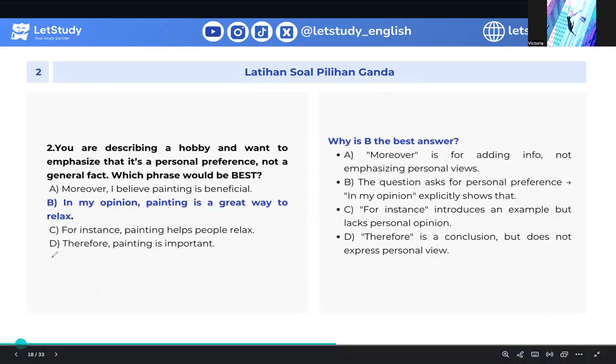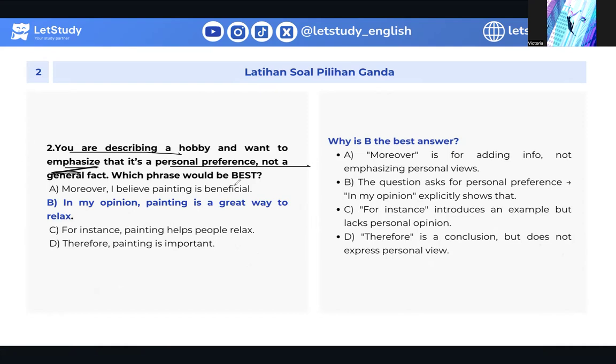Oke, jadi sekarang untuk nomor 2. You are describing a hobby and want to emphasize that it's a personal preference. Okay, jadi moreover, again, it's used to add information. In my opinion, is used to emphasize atau, to show personal preference atau opini sendiri. Jadi, B itu benar. C itu, for instance, contoh. Therefore, itu konklusi. Jadi, B itu benar.